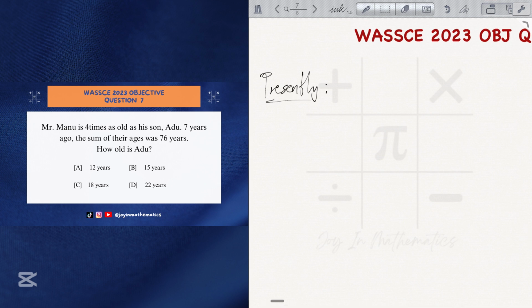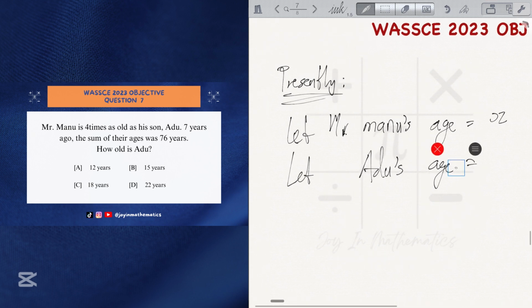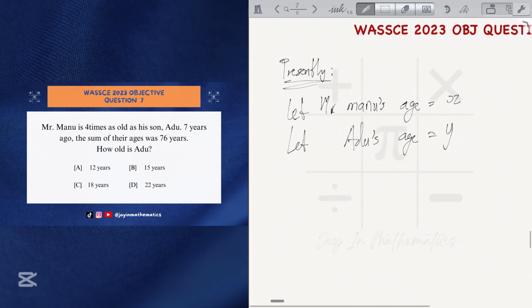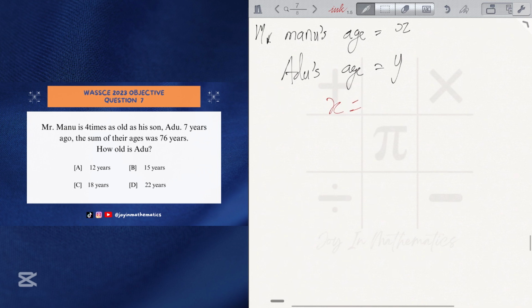Presently, we can say that let Mr. Manu's age be equal to x, and let the son's age, that's Adu's age, be equal to y. Let's call this age y. Now let's go through the question again. It says Mr. Manu is 4 times as old as the son. So that means Mr. Manu's age, x, is equal to 4 times his son. That means x is equal to 4y.